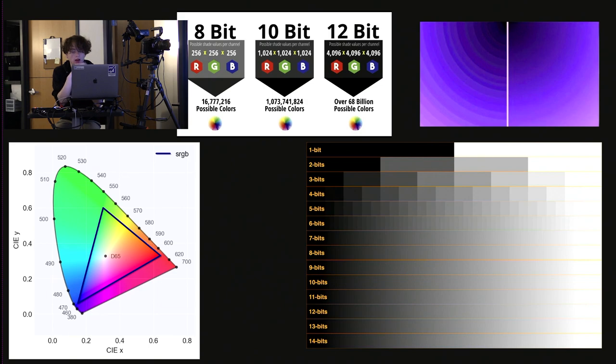So back in the day, like I mentioned, this diagram was made in the 1900s, and sRGB and Rec 709, those standards I talked about, were created before the year 2000.